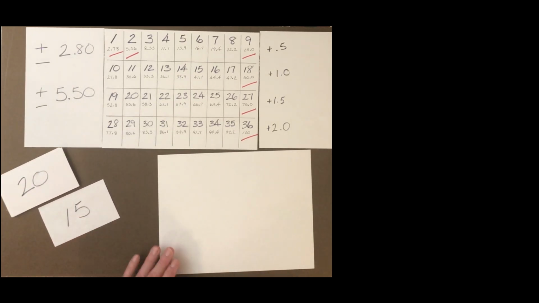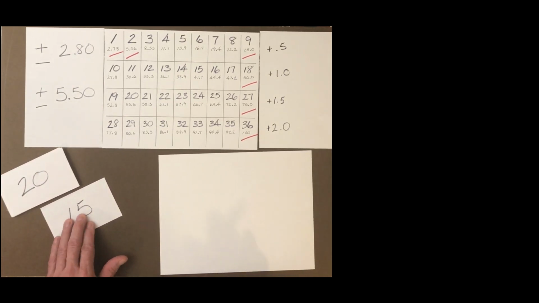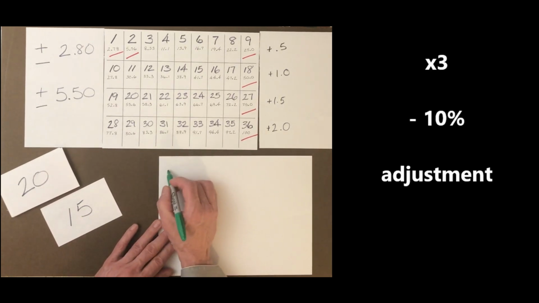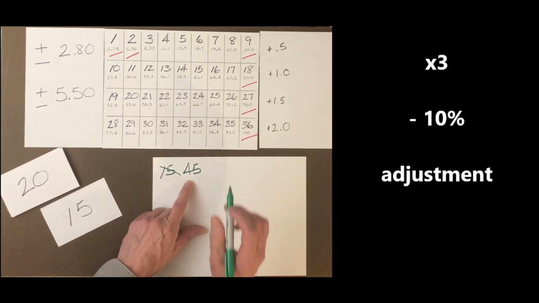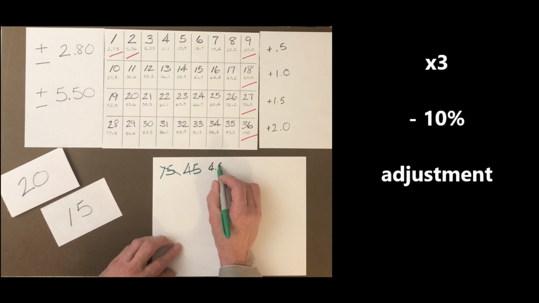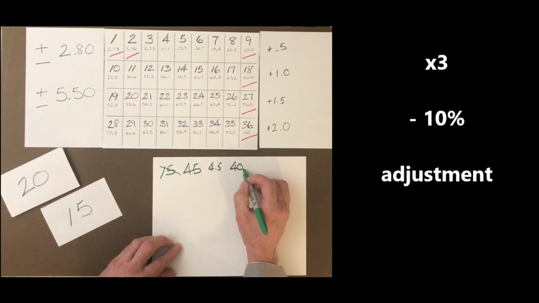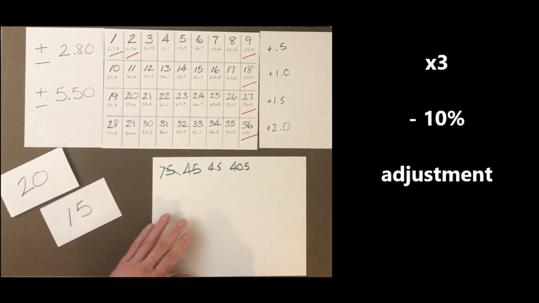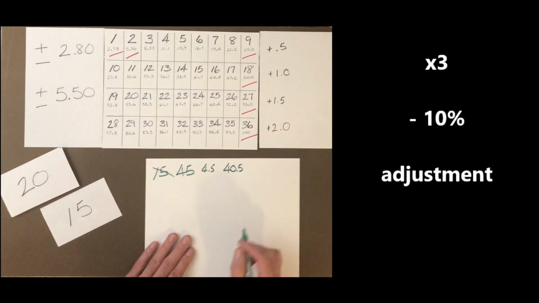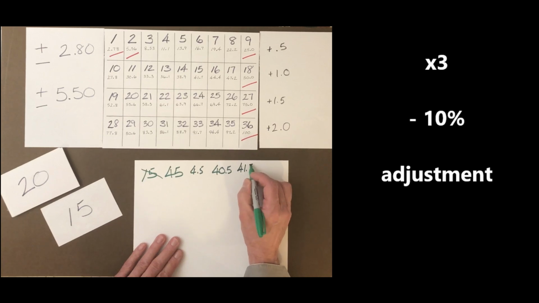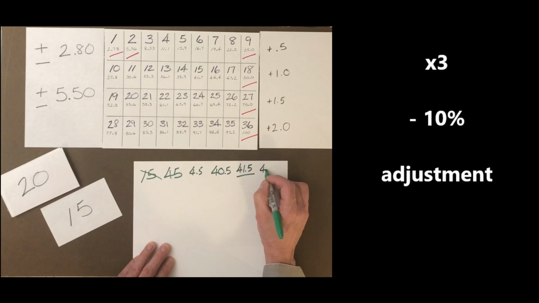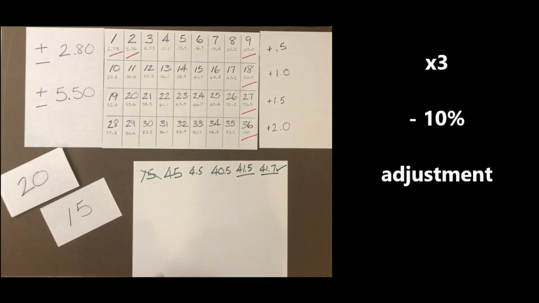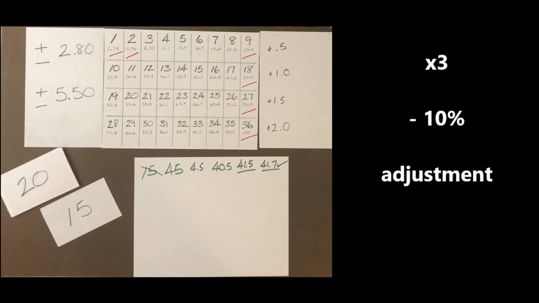So 15. Closest number I'm thinking is 18, but it's not within 2, so we have to use the times 3 method. 15 times 3 is 45. We are going to subtract 10%, giving us 40.5, and we are going to add 1, so that gives us an answer of 41.5, and the actual number for 15 is 41.7, then 0.2%, and that's pretty good.